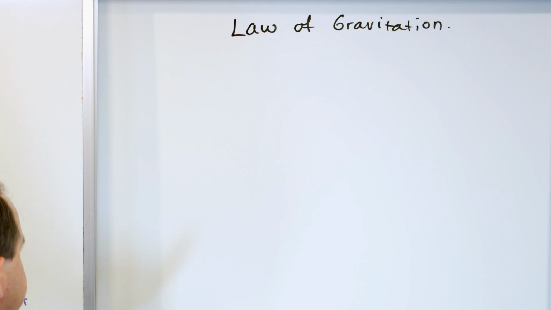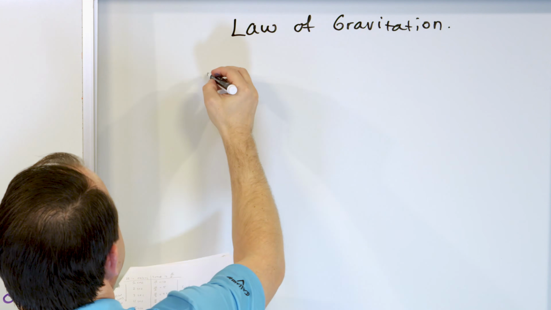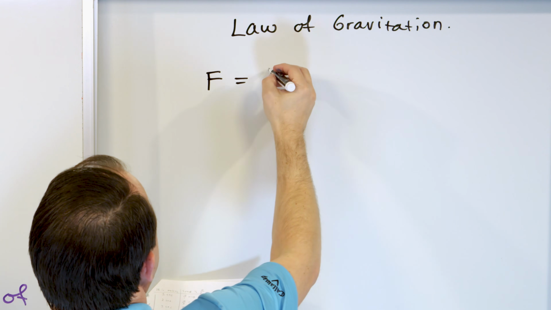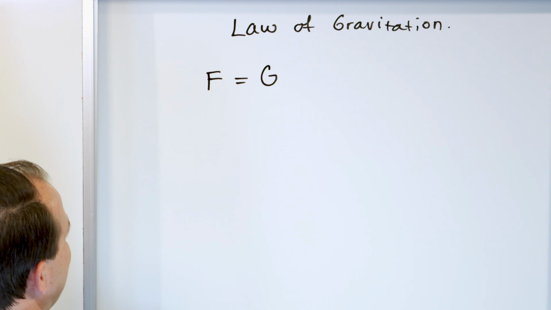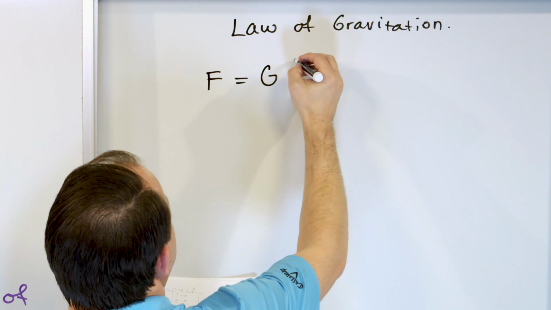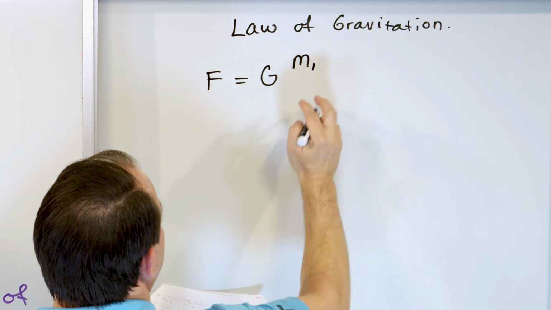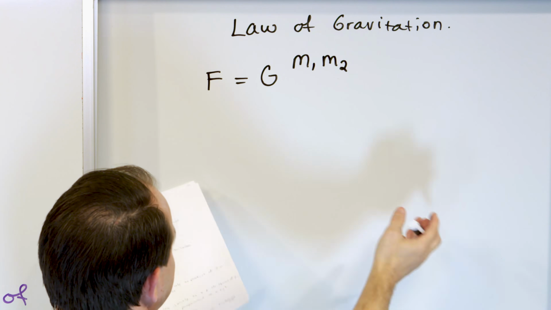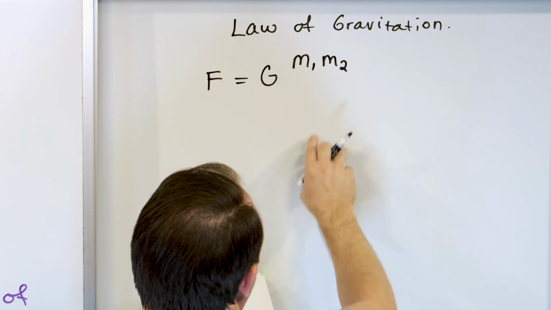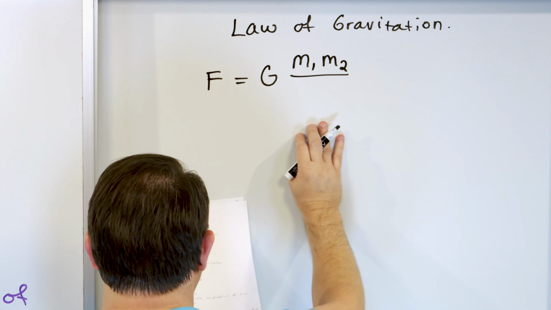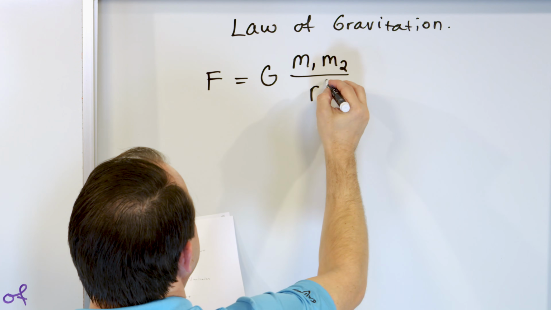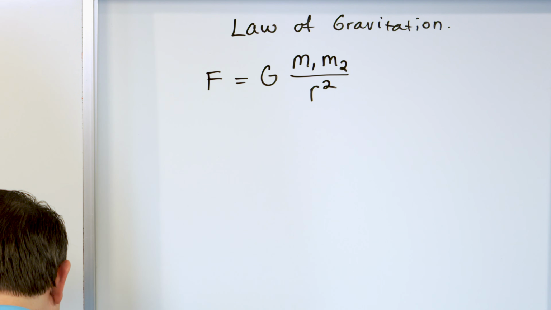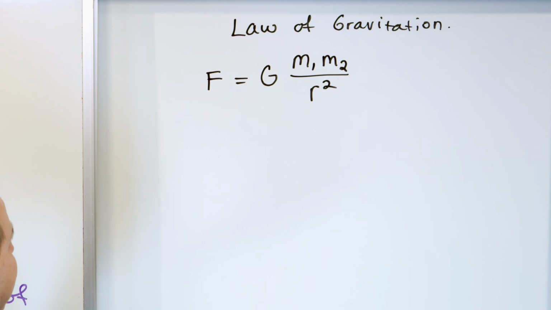So the law of gravity says the force that exists between two objects is going to be something we call the gravitational constant, G, times the mass of body number one times the mass of body number two, because you have to have two things to attract each other. So this is the mass of body number one, the mass of body number two. And you're going to divide that by the distance between them, but the distance between them squared. Now I'm going to draw a picture and I'm going to show you what this means in just a second.